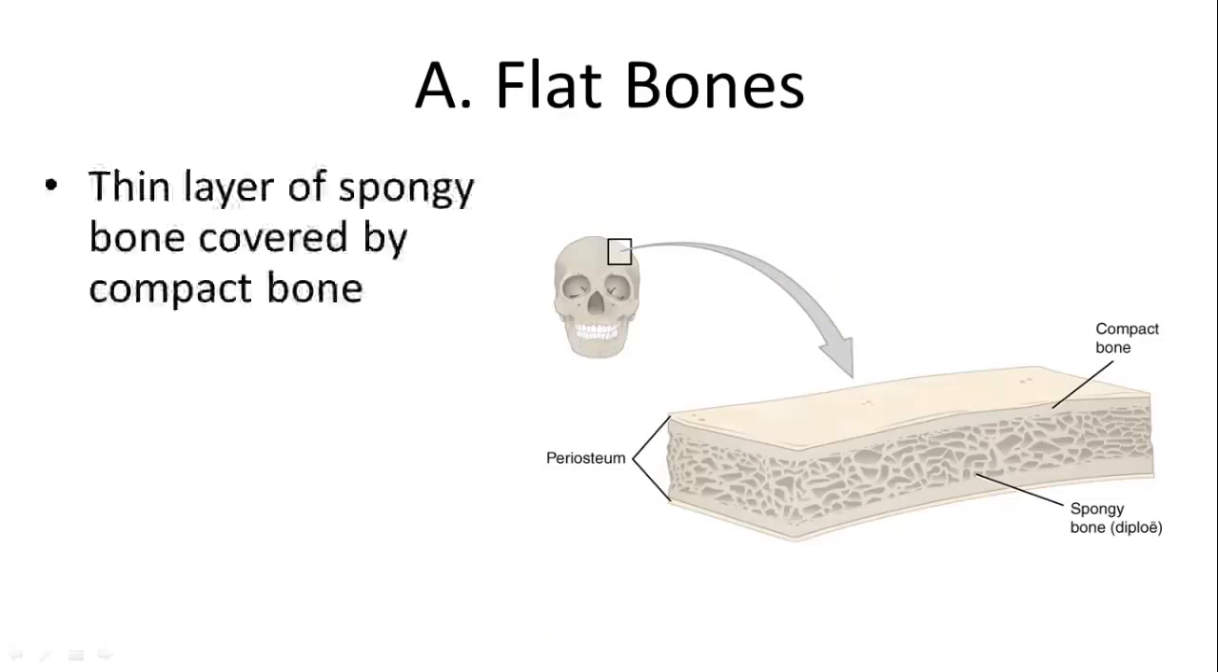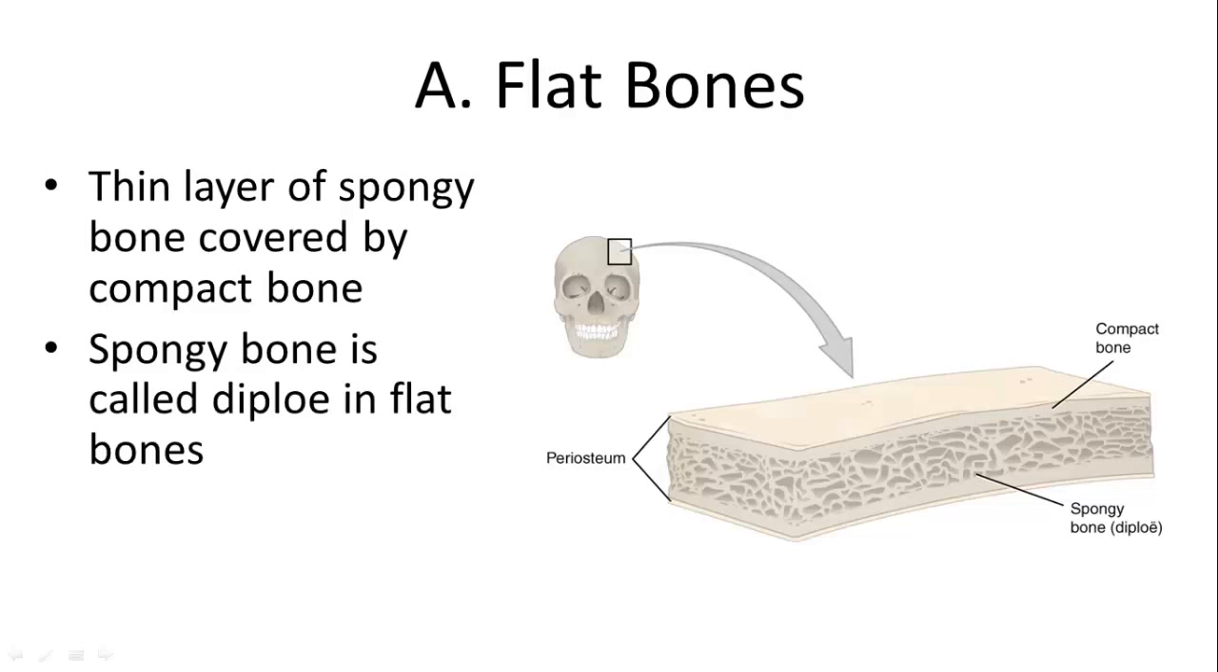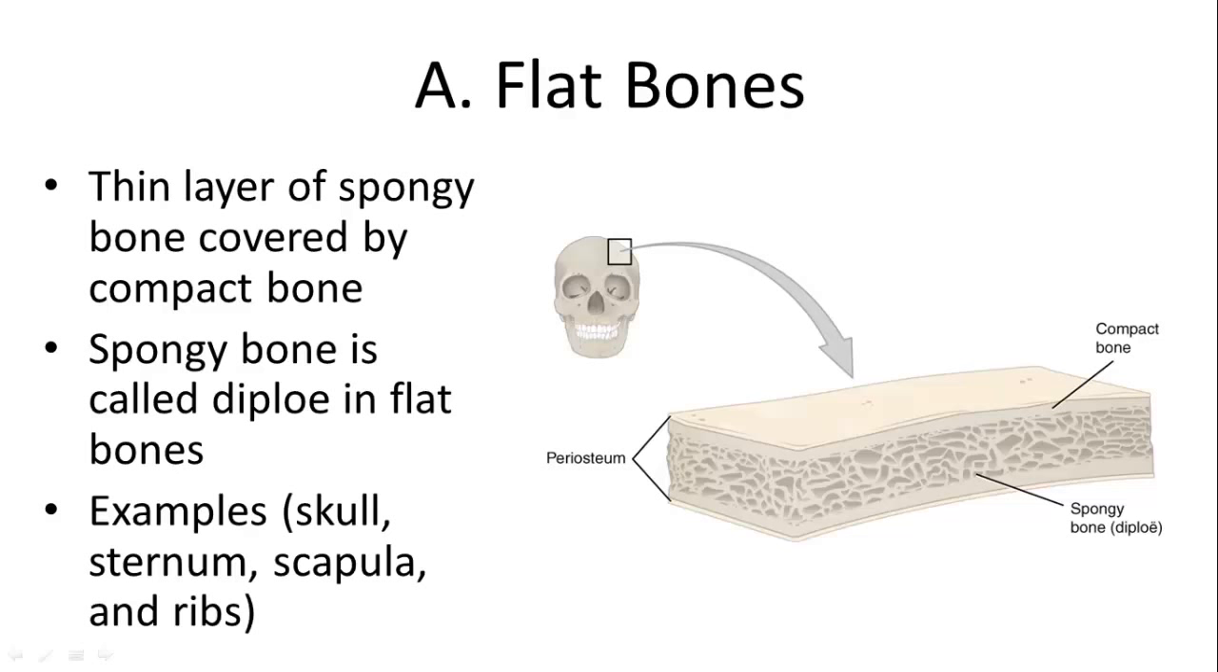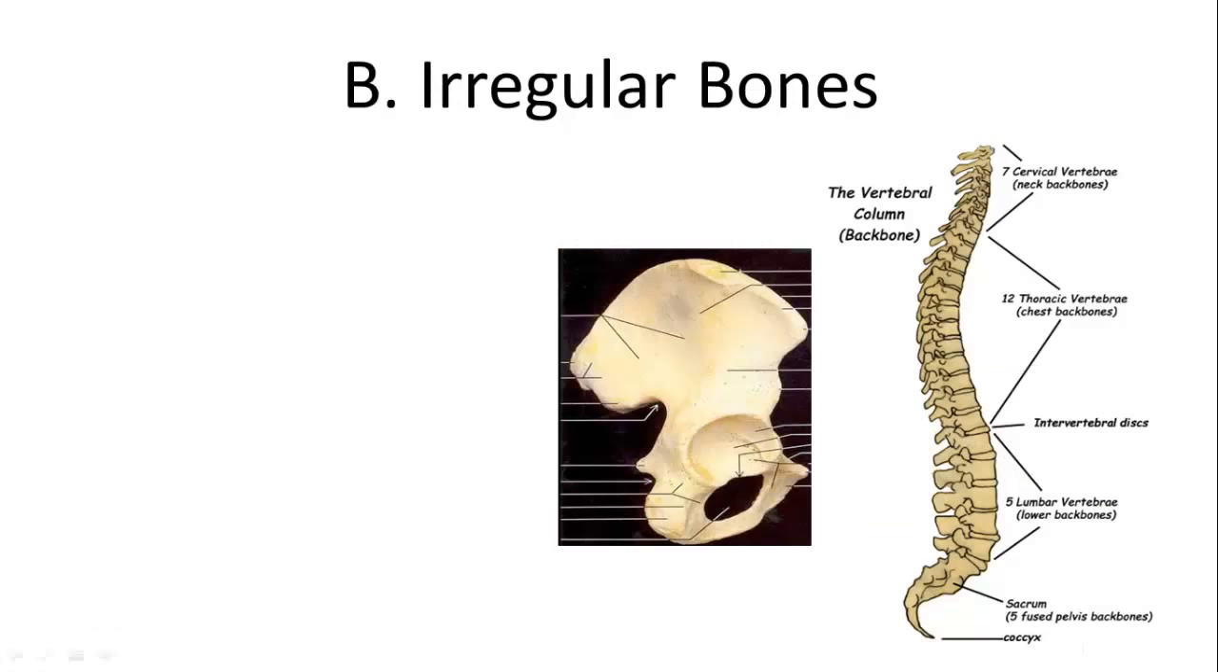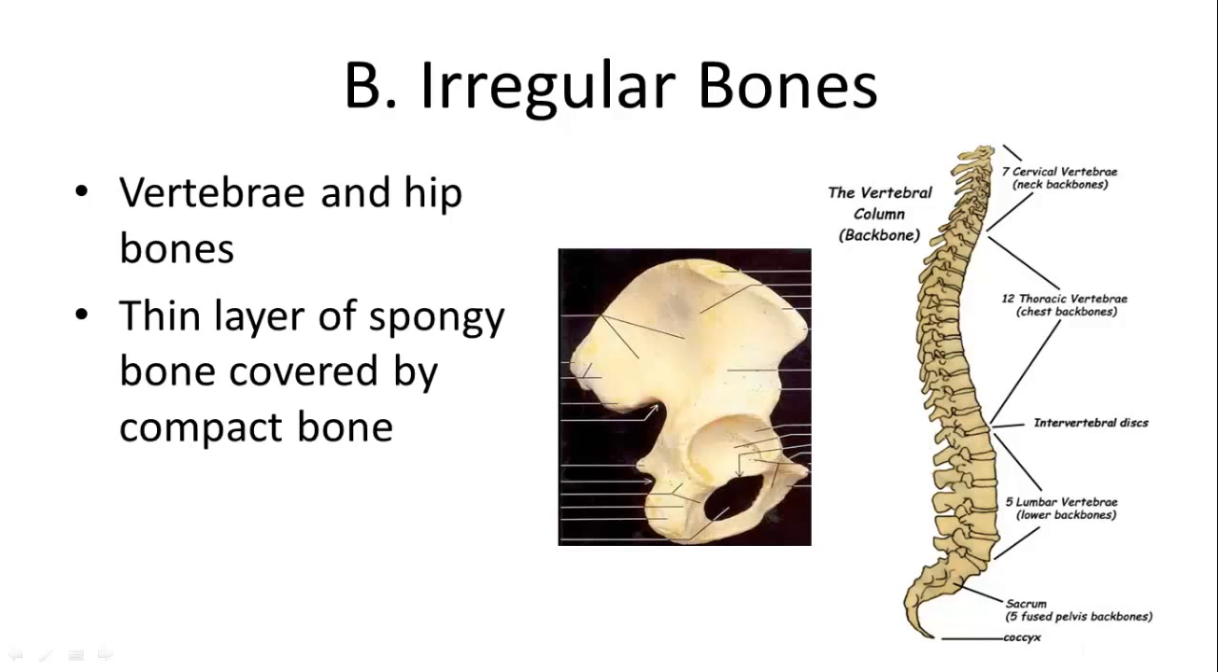Flat bones have a thin layer of spongy bone called diploe, which is sandwiched between two thin compact bone layers. Some examples include the skull, sternum, scapula, and ribs. Irregular bones just have odd shapes. There's no specific shape for them. Examples include vertebrae and the hip bones. And this is also a thin layer of spongy bone covered by compact bone. So similar to the flat bones, but just in different shapes.